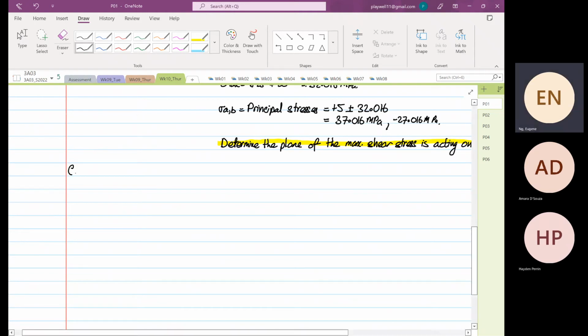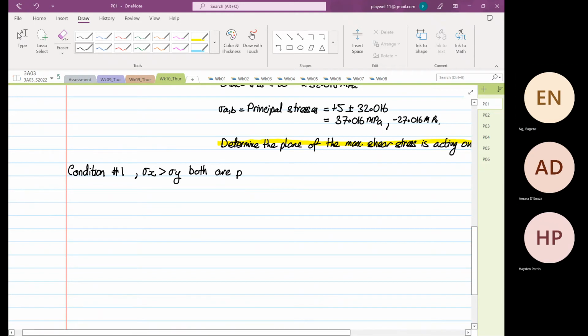So let's look at condition number one. So condition number one is we have stress X is greater than stress Y. Both are positive. And not comma, I do apologize, and stress Z is equal to 0.